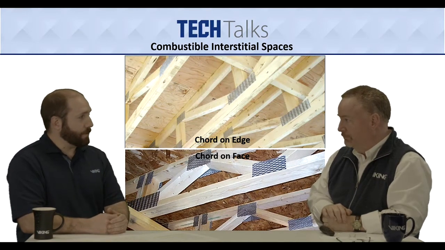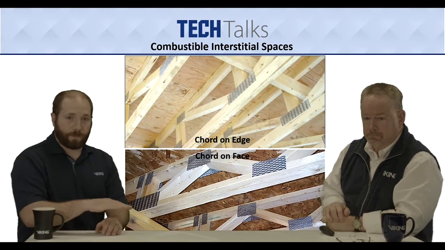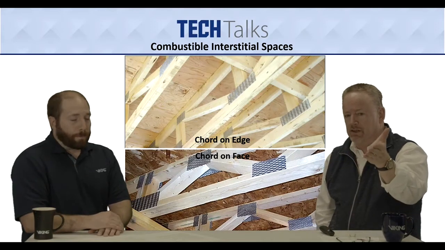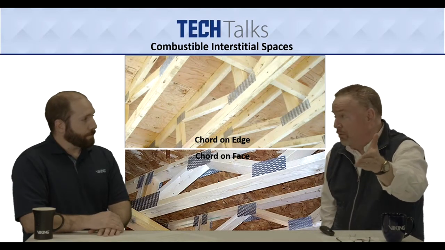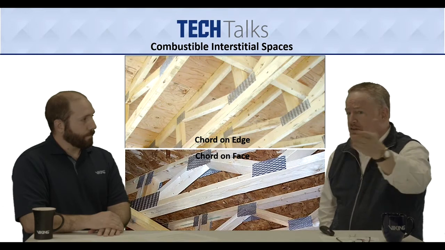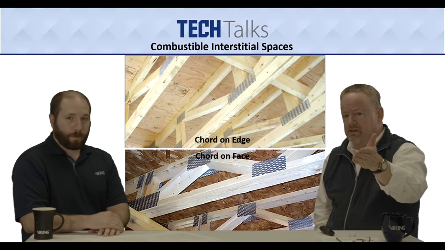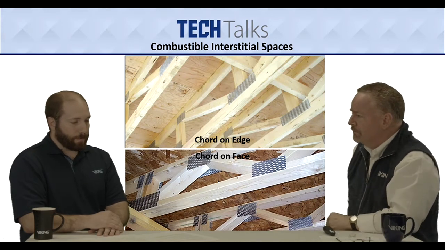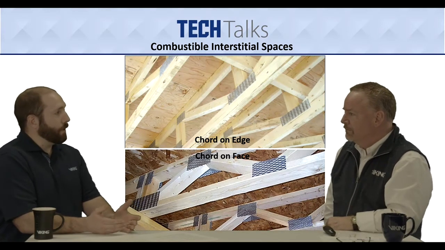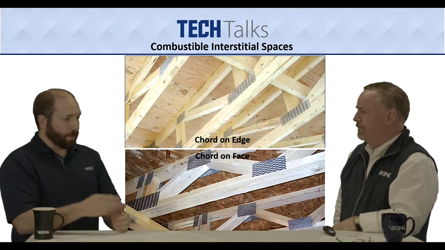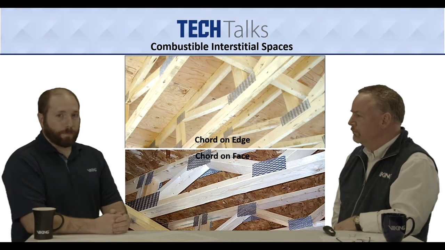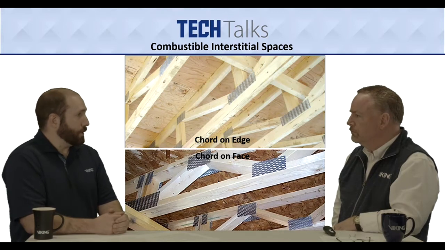So on edge, it's the long ways up, and on face, it's the wide flat surface to the roof deck. What's the impact? I mean, they look kind of the same. They look pretty much like they're wide open spaces. What's the difference, or what's the challenge with cord on edge as opposed to cord on face? So cord on edge provides a little bit more of an obstruction to the spray pattern. It also allows the heat to kind of channel within each one of those truss spaces. So it can delay activation of the sprinkler, and it provides more obstruction to the spray pattern.